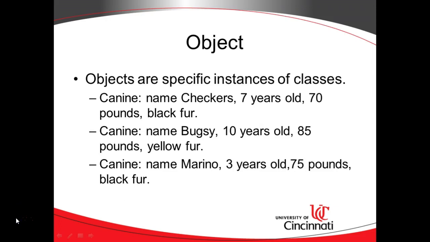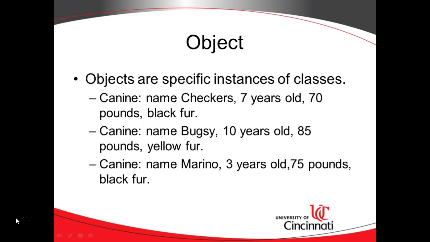Now an object, on the other hand, is when we have a specific canine. In other words, the class is like a template, it can create canines. When it creates a canine, we have a specific, distinct canine. So let's see, we have a canine here named Checkers. Checkers is female, 7 years old and 70 pounds and has black fur. So we know these are adjectives. Name is Checkers, 7 years old, 70 pounds, black fur. These are adjectives that describe a specific canine.